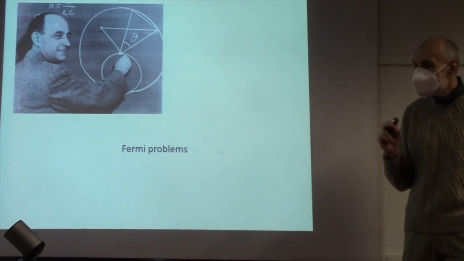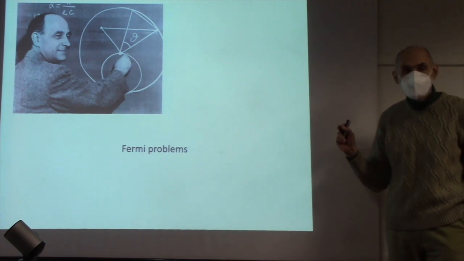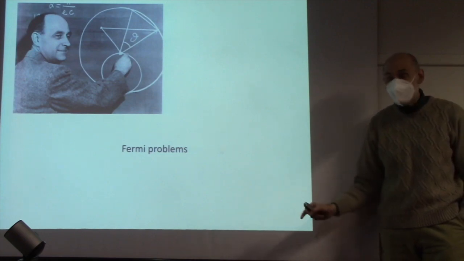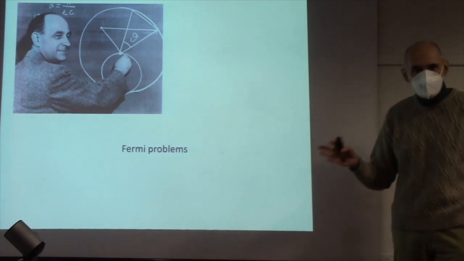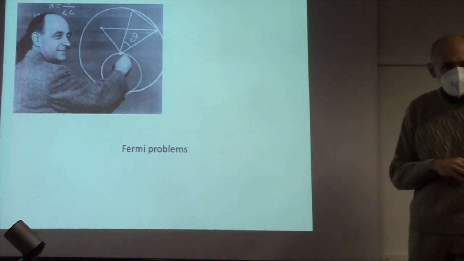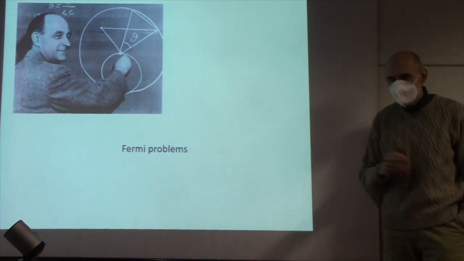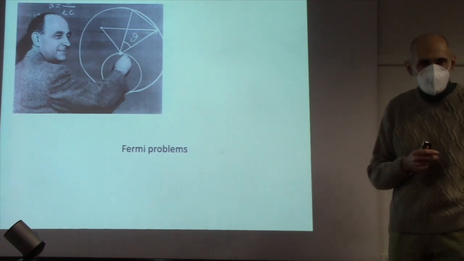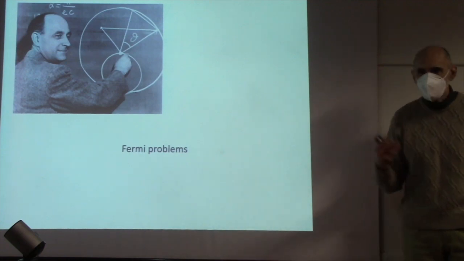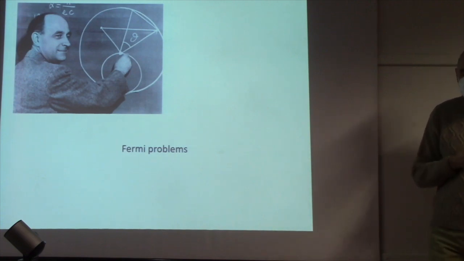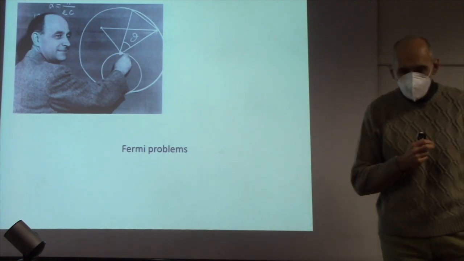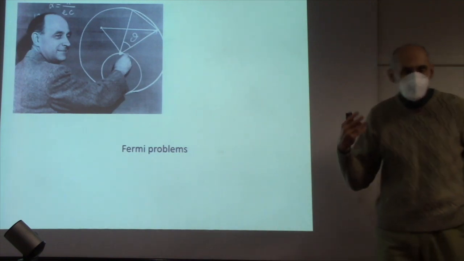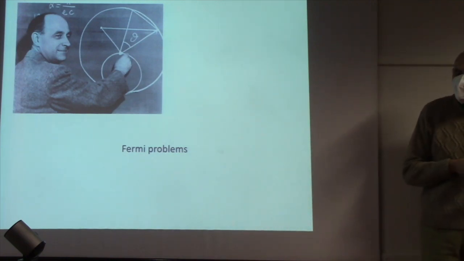And he was a very rare physicist. He was great at theorizing, at experimenting. So physicists usually are either theoretical or experimental. He was both. And one of his habits was to do calculations on everything. And his approach is so typical that it is called nowadays the Fermi problem, or the Fermi approach to problems.